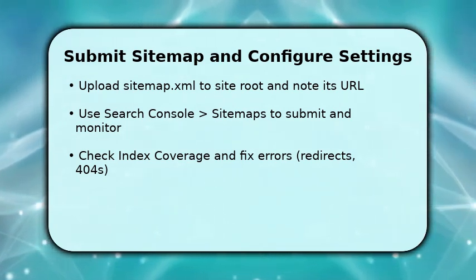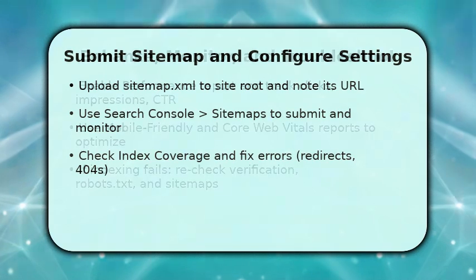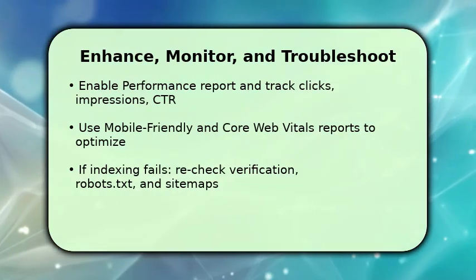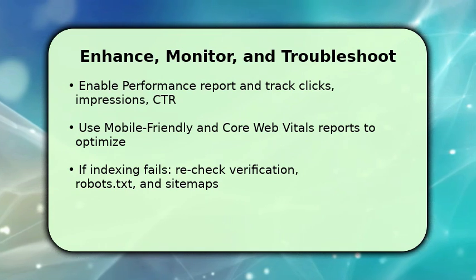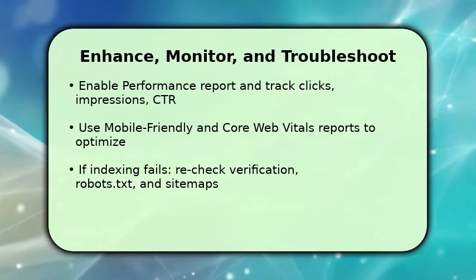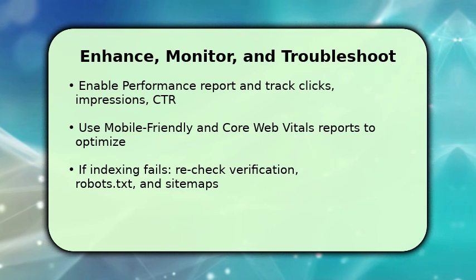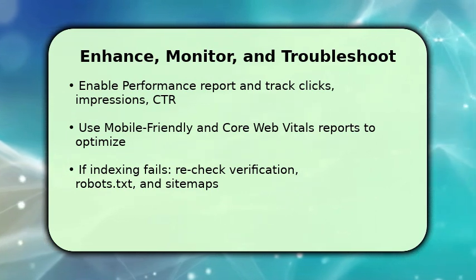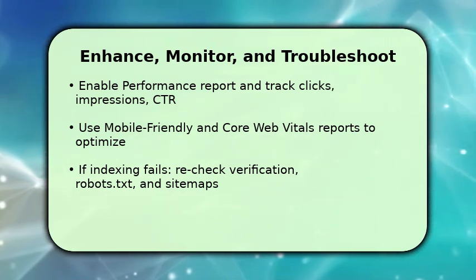Finish by enabling performance tracking and setting your preferred domain in Search Console. This gives visibility into queries, impressions, and CTR so you can prioritize content. Make sure your site passes mobile-friendly and Core Web Vitals checks because speed and UX affect ranking.